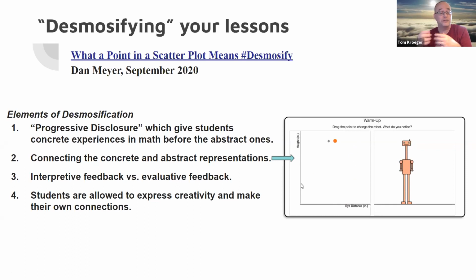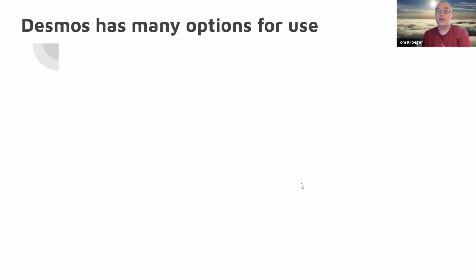Students are able to get feedback in multiple ways. And the final thing, which is probably the most important thing, is students are allowed to express their creativity and make their own connections. A lot of times when teaching math, it's like, here's the answer, here's what you're supposed to be thinking in this way. But if your lesson is Desmosified, as Dan Meyer points out, then students can make their own connections with their activities.